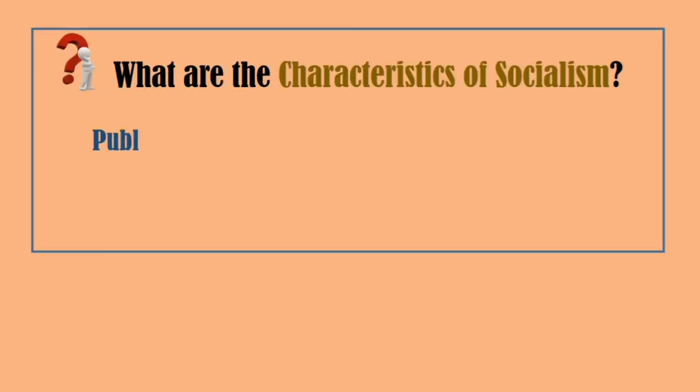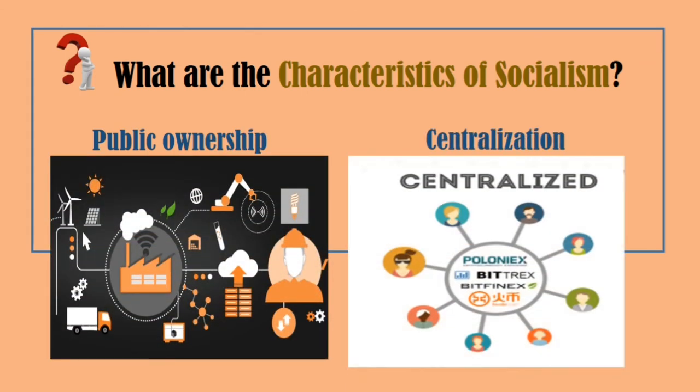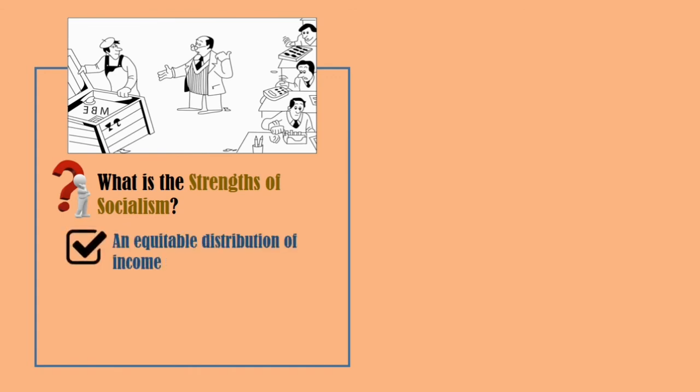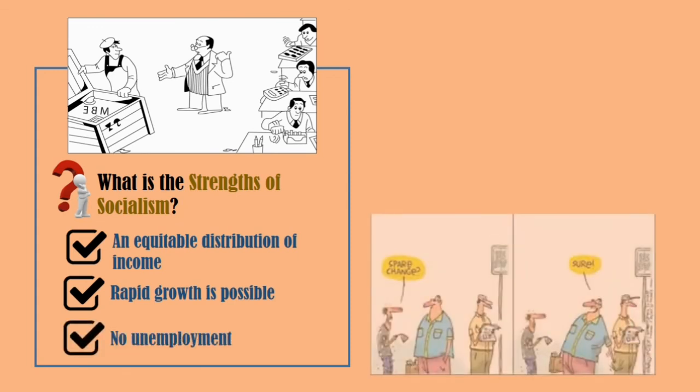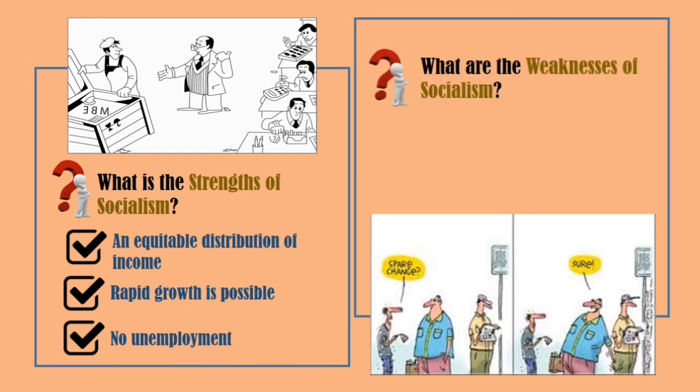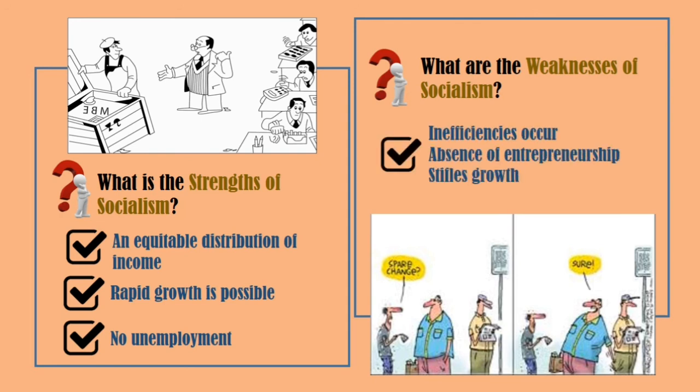Here are some characteristics of socialism. One is public ownership of production, but planning is centralized by the economic planners. Its strengths include equitable distribution of income, rapid growth as a possibility, and no unemployment. However, it also has some weaknesses, such as the occurrence of inefficiencies and the absence of entrepreneurship, and growth might be stifled. So these are some suggested advantages or strengths and weaknesses in a socialist economy.